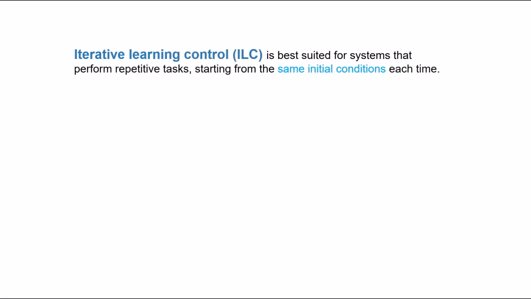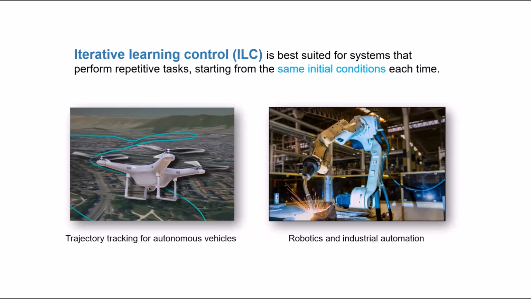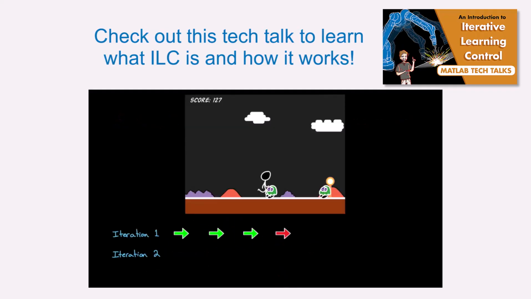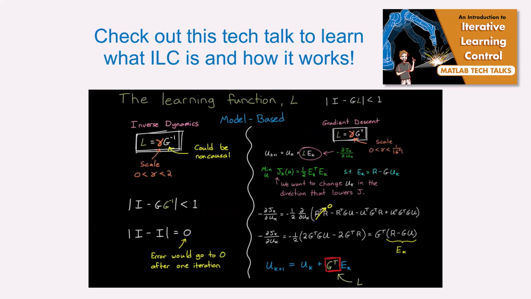perform repetitive tasks, starting from the same initial conditions each time. Examples of such systems include industrial robots in automated manufacturing and autonomous vehicles following specific trajectories. If you're new to this topic, you can watch this tech talk first to learn how ILC works and the algorithm behind it. Here we will just give a quick overview before we implement an iterative learning controller in Simulink.